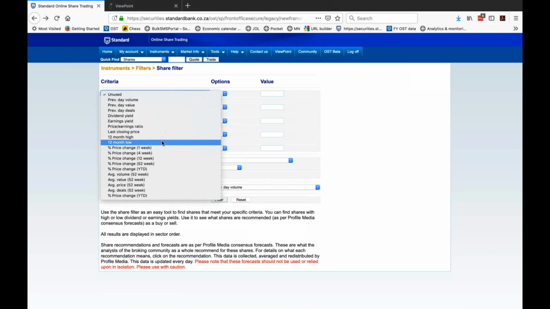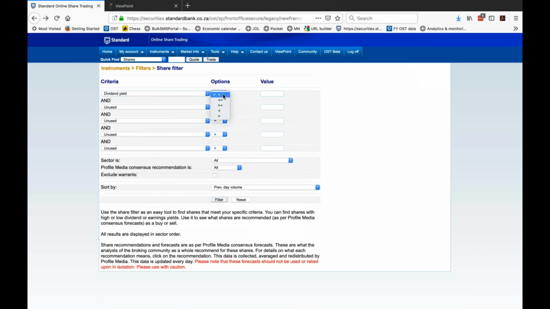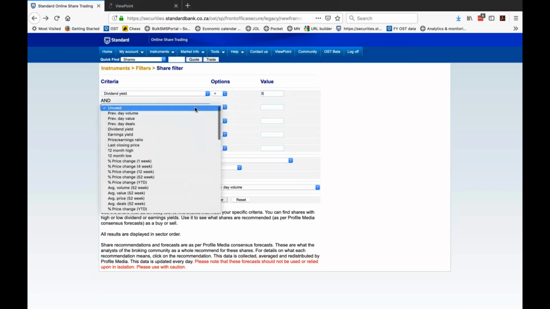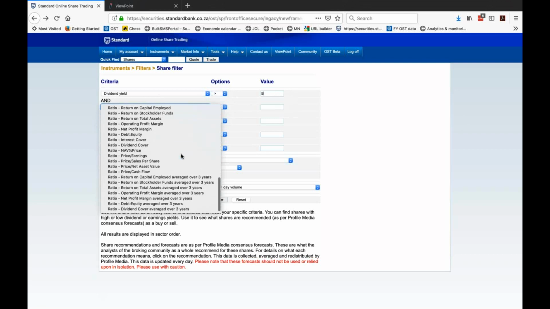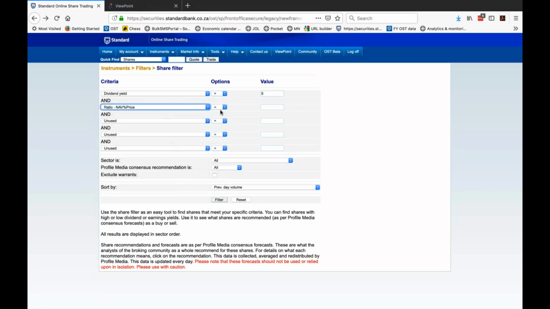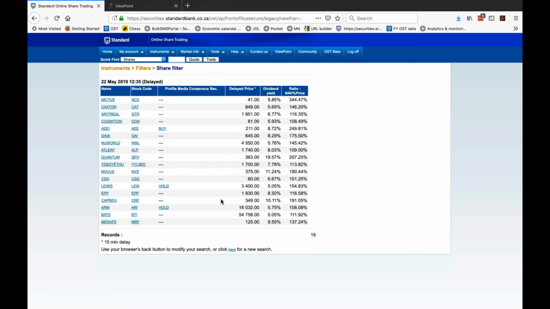If you're looking for the deep value stocks, you want dividend yield of greater than, let's say, 5. You wanting price to net asset value greater than 100. And there you've got yourself potentially 18 great value stocks.